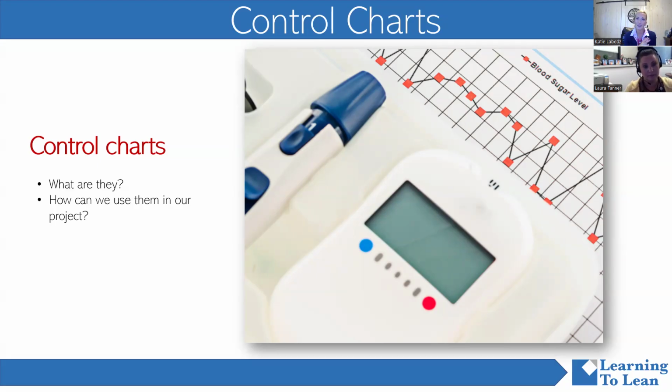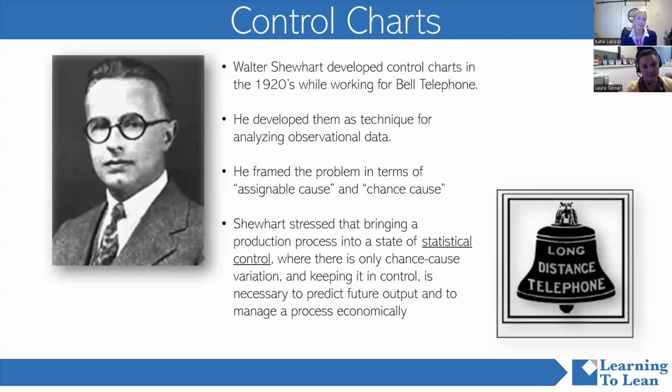So let's get started. Let's talk about what control charts are and how we use them in our projects or really in our day-to-day life. Let's give you a little history. We need to know where they come from. They originated with Walter Shewhart. He founded what we know as statistical process control, or SPC. He developed them as a technique for analyzing observational data, so data that we can observe. He framed the problem in terms of assignable cause and chance cause.